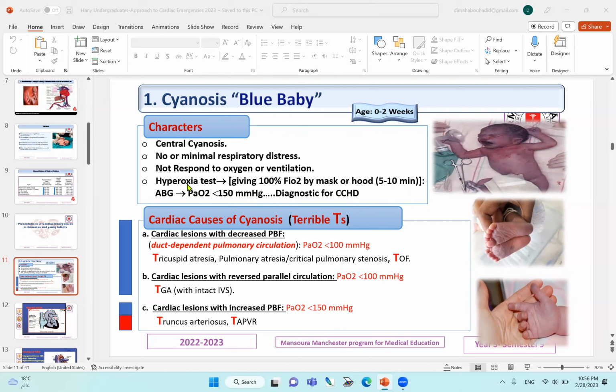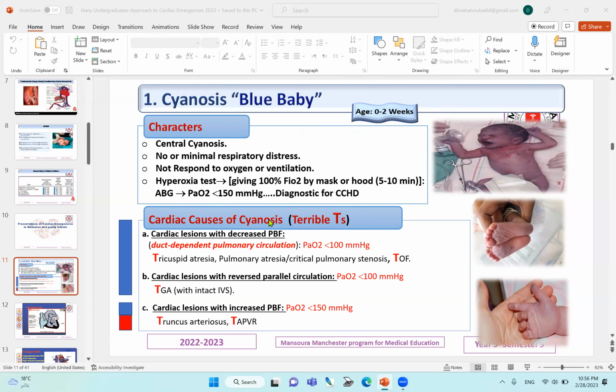There is a diagnostic test named the hyperoxia test, when you give 100% FiO2 by a mask or a hood to the baby for 5 to 10 minutes, and we measure the arterial blood gas to find the partial pressure of oxygen. If we find it below 150 millimeters of mercury, this is a sure diagnosis of congenital cyanotic heart disease.